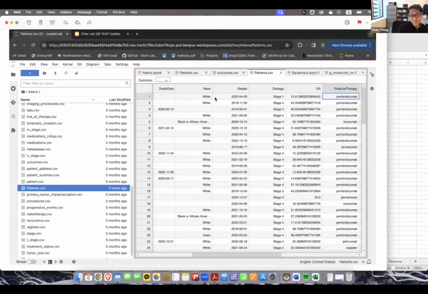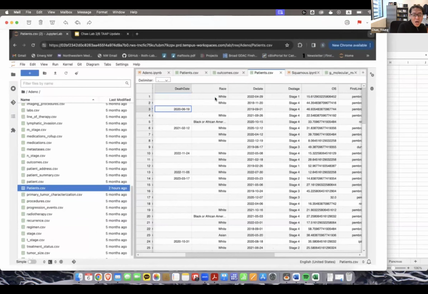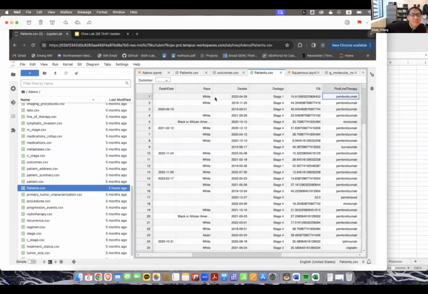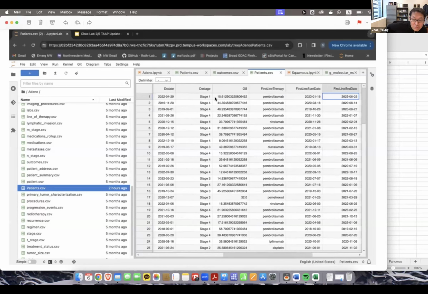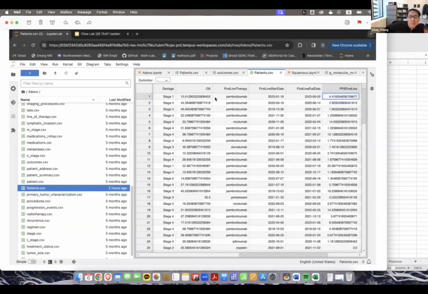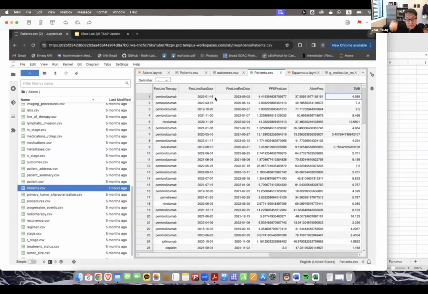I've calculated overall survival. This one has been kind of tricky because for some patients we have a death date, for others we don't. For those that we don't, we're kind of forced to estimate an overall survival based on the date that this data set was generated, which was back in August of 2023. Then the first line therapy start date, the first line therapy end date, the progression-free survival of that first line therapy, the allele frequency, the TMB.